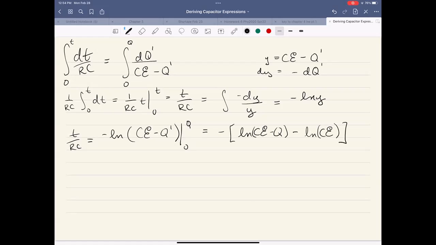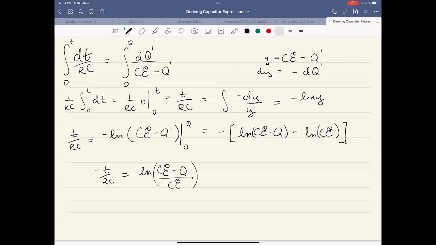Okay, so what I'm going to do now is take that minus sign over to the other side. So I have minus t over RC is equal to, and now looking here, I have on the right-hand side subtracting natural logs. When I subtract natural logs, it's the same thing as dividing their arguments. So that could be written as the natural log of C times the EMF divided by minus Q divided by C times the EMF. Sorry, that handwriting is terrible. Let me fix that. Okay, and so that's what we've got.